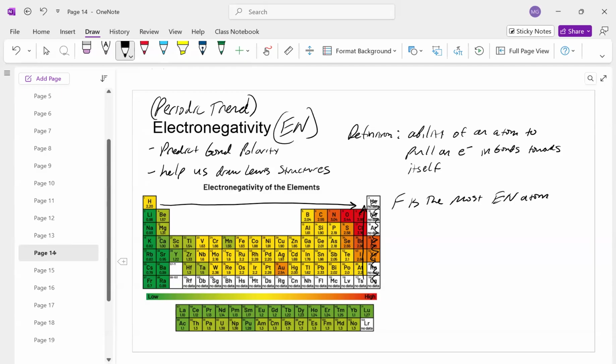And if we look at why that trend exists going across the row, the effective nuclear charge is increasing as we go across the row. We've hammered that over and over again because we're increasing the number of protons. And then the reason it goes up is we're getting smaller. The electrons are closer to the nucleus.